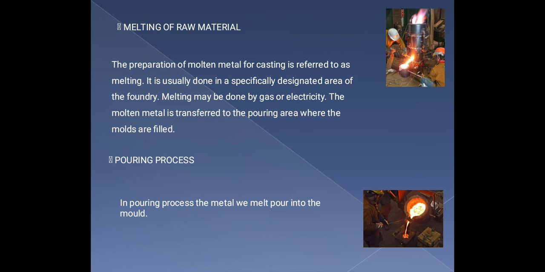Pouring process. In the pouring process, the molten metal is poured into the mold. Pouring needs to be done in a certain fixed time. If the pouring time is longer, then there is a chance of sand drops, inclusion, scrapping, and blowholes also.